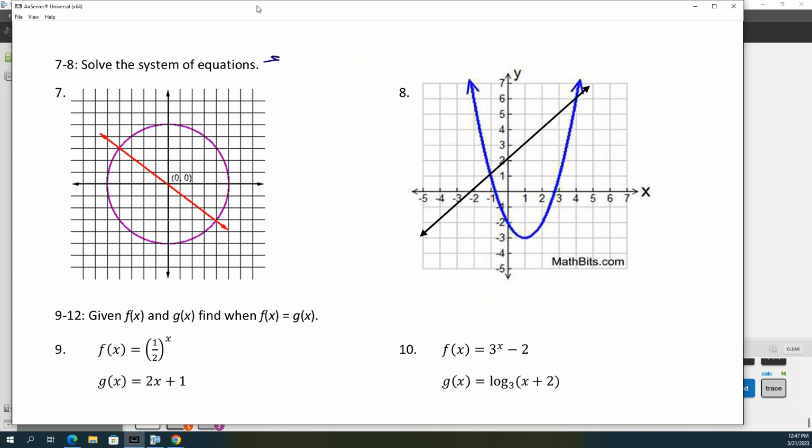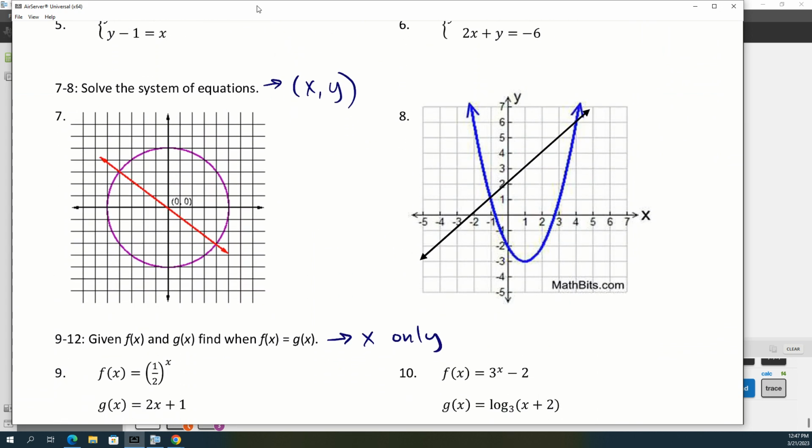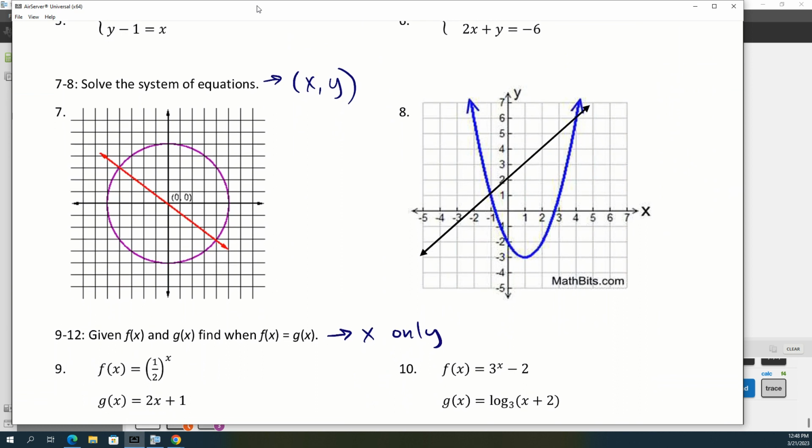What about 7 and 8? Solve system of equations. X and y. We can get that from the graph too. It's fine. All right. What about 9 through 12? X only. What are we supposed to do on 7? On 7 and 8, you just find those ordered pairs. So it's like look at the graph. Yeah, it's just doing it without the calculator where you already have the graph. Any other questions?